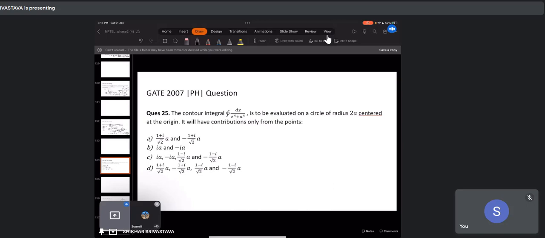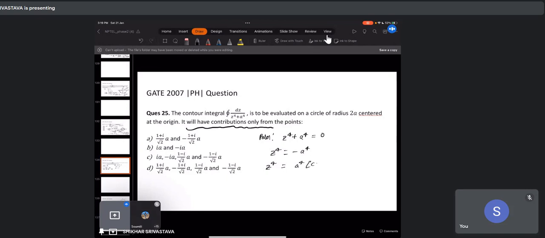Now, suppose you have a different kind of question where they have not asked you to find the contour integral. They have just asked what singular points, or what poles, will contribute to this integral. So in this case, you just have to find the poles. The poles satisfy z to the power 4 plus a to the power 4 equal to 0, so z to the power 4 is equal to minus a to the power 4. Now generally when you get this kind of high order poles, you just write it as follows.